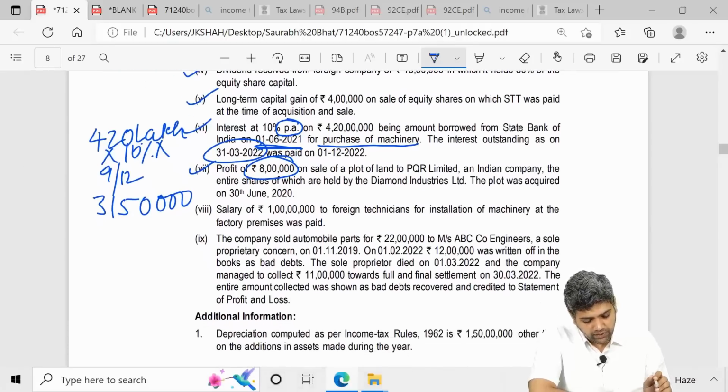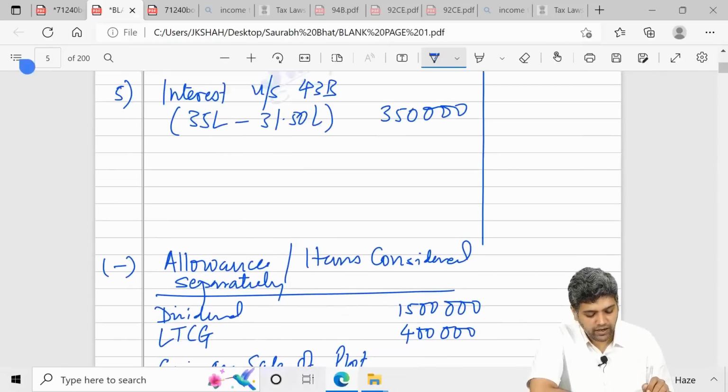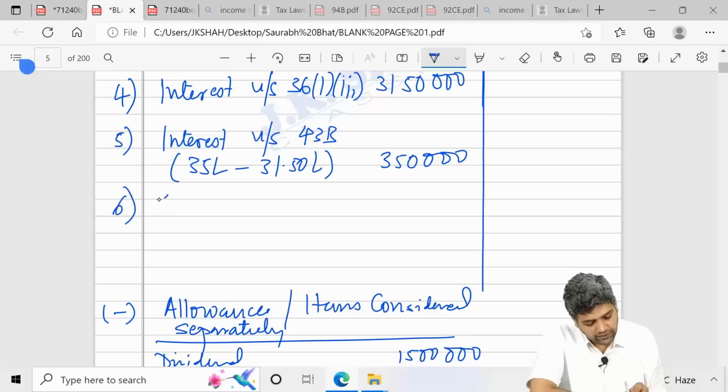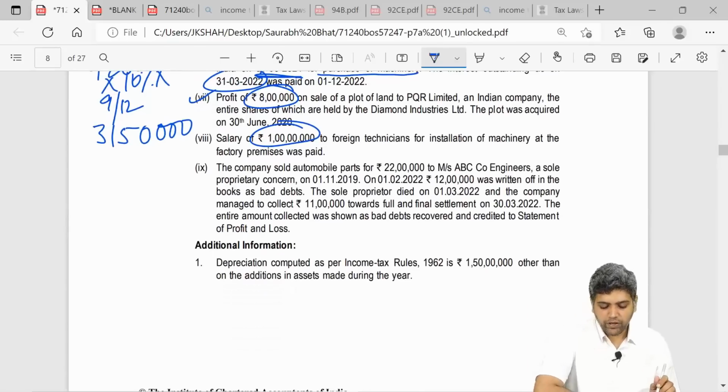Thereafter they say salary of 1 crore was paid to foreign technician for installation of machinery at factory premises. So this is my cost which should be regarded as part of capitalization because this was incurred for installation of machinery. So 1 crore rupees would be disallowed. Then they say the company sold automobile parts of 22 lakhs to Messrs ABC Company Engineers, a sole proprietary concern, on 1st November 2019.